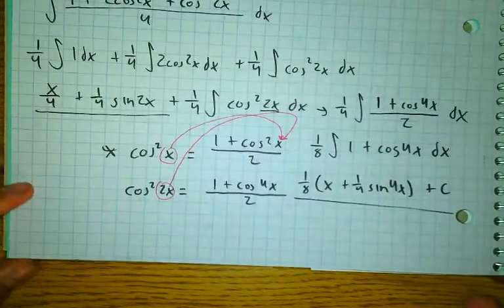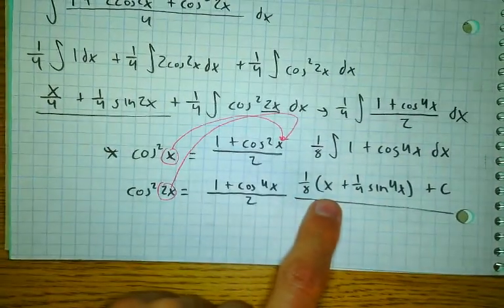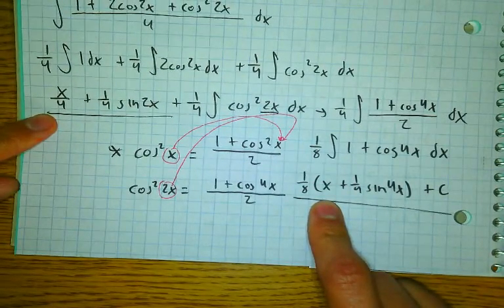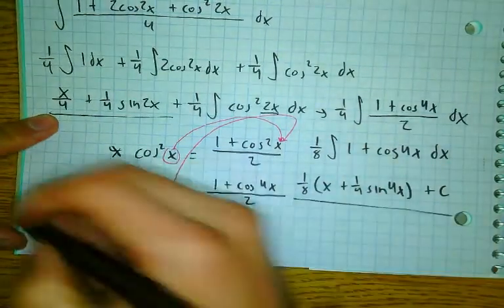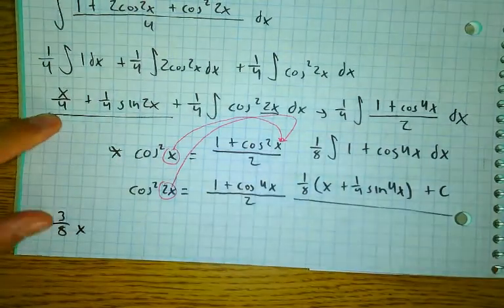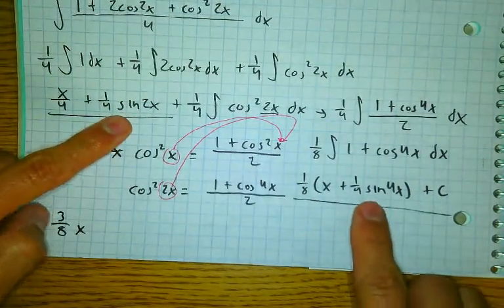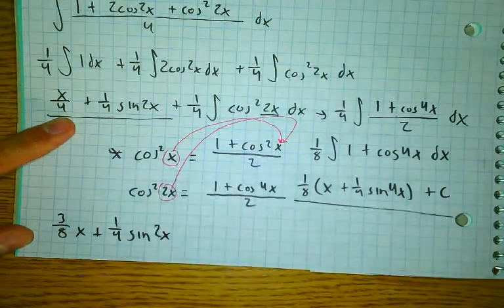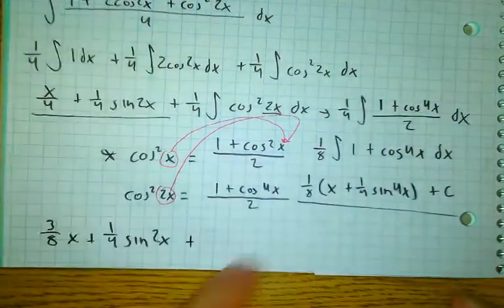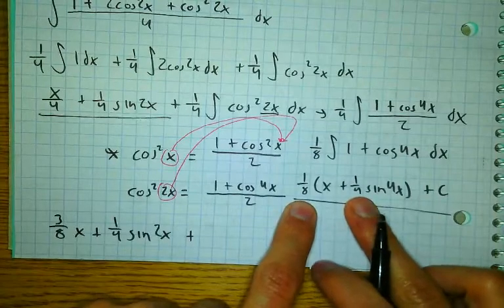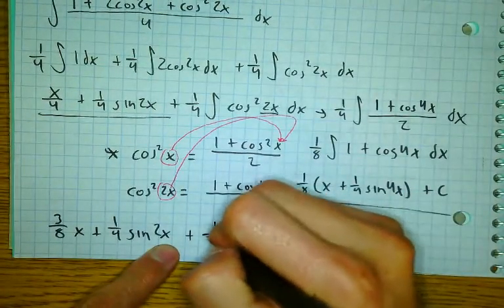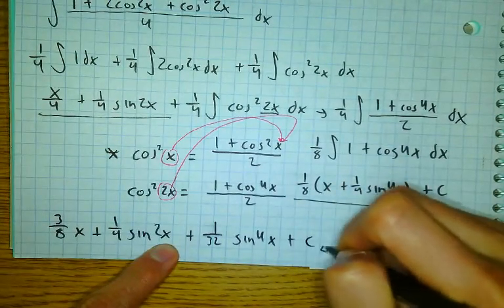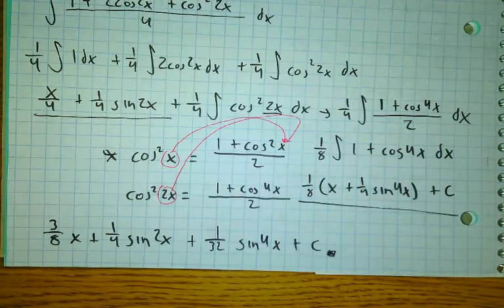So final answer, let's see, I have a 1/8 x, right? Which I can combine with this x to the 4th, which would be 3/8, right? So 3/8 x. And then this and this wouldn't combine, right? So plus 1/4 sine 2x plus 1/8 times 1/4 would be 1 over 32 sine 4x plus c. Cool?